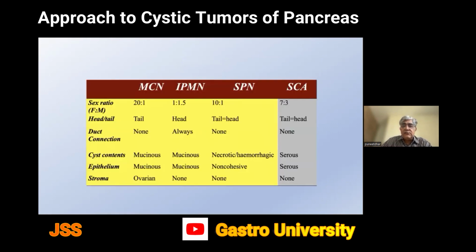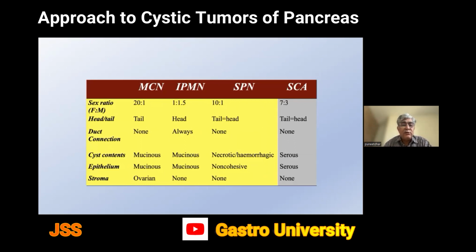So just to summarize, get the important ones out of the way. The mucinous cystic neoplasms tend to be much commoner in females. The SPEN is also common in females, but slightly less so. So most of them are actually common except the IPMNs, which tend to be slightly commoner in the males.